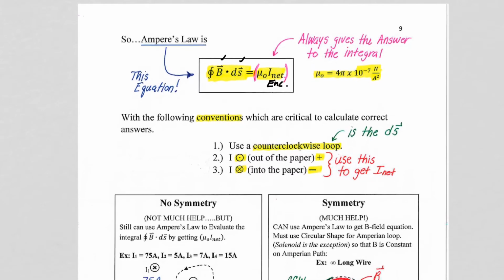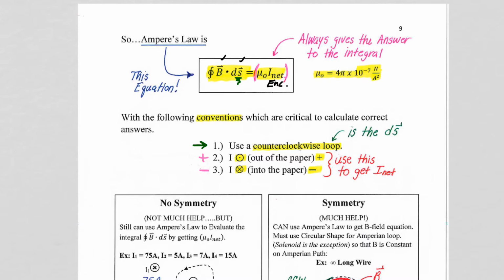And we have the convention that you have to use. Based on our electric field and magnetic field conventions, whenever you use Ampere's law, the loop has to go counterclockwise, and the ds is part of that loop. The current out of the paper is going to be positive. Current into the paper is going to be negative, always.